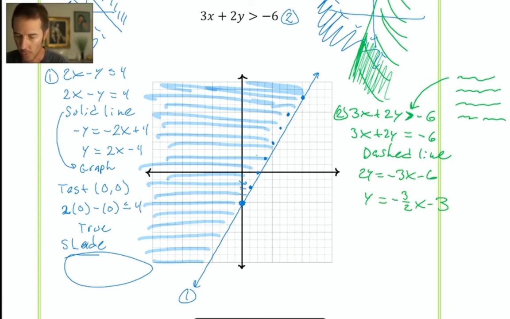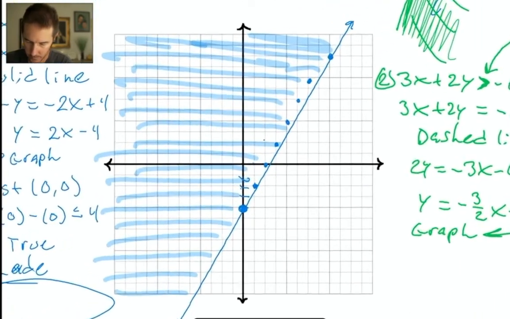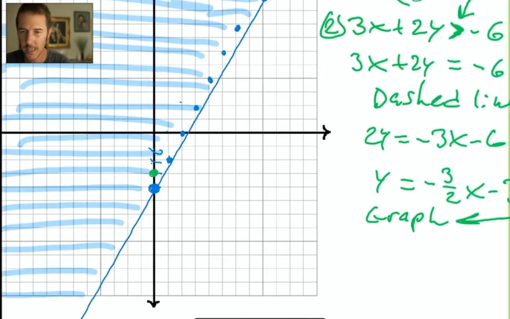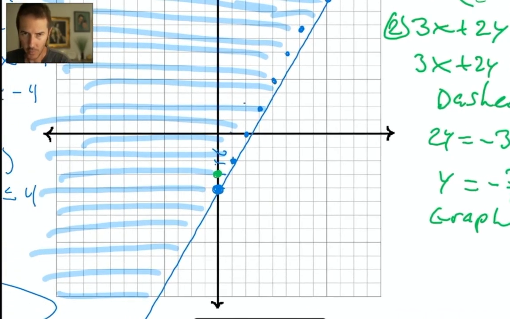And now we will graph. And remember, we're graphing a dashed line because it was a strict inequality. Y-intercept is at negative 3. So I'm going to punch in here a little bit. Y equals negative 3 is right there. And what was my slope? Negative 3/2. So I can rise 3 and run left 2, or I could go down 3 and run to the right 2.